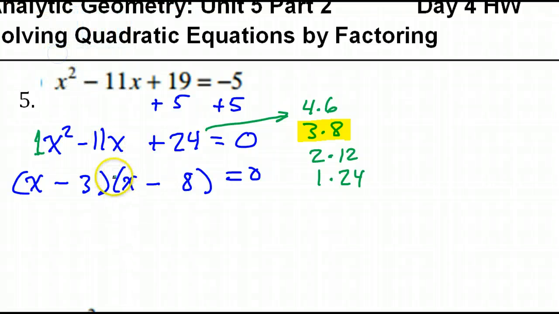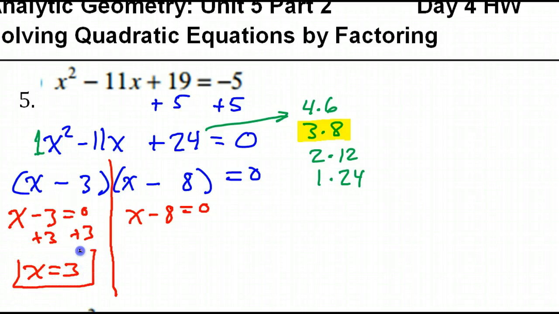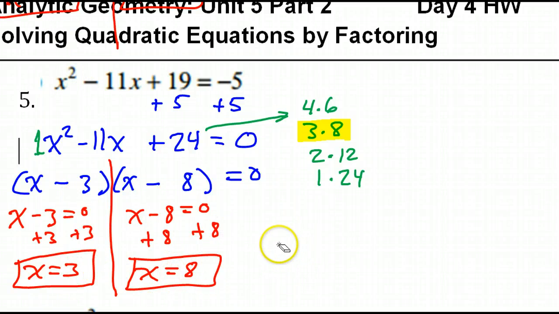Now we can use our zero product property to find the two solutions. So x minus 3 equals 0, x minus 8 equals 0. Add 3 to both sides, we get x equals 3. And adding 8 to both sides gives me x equals 8. Okay? If the degree is 2, we expect to have 2 solutions. If this were cubic, I would expect to have 3 solutions.